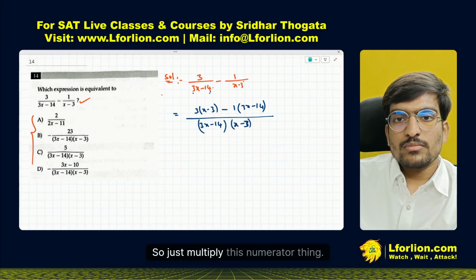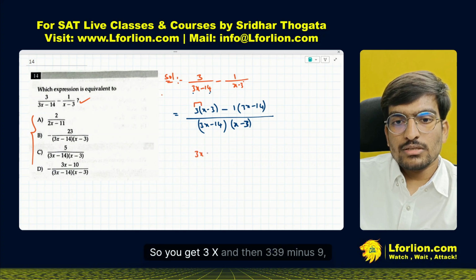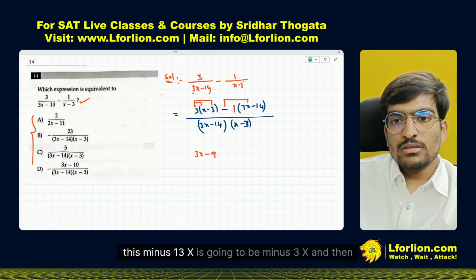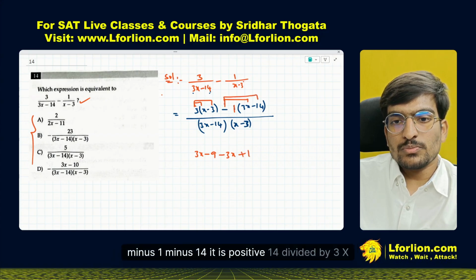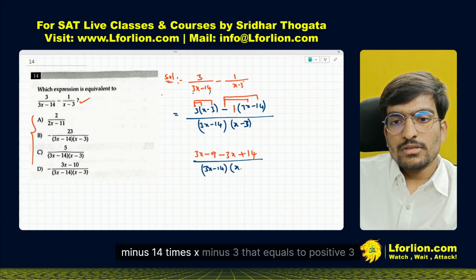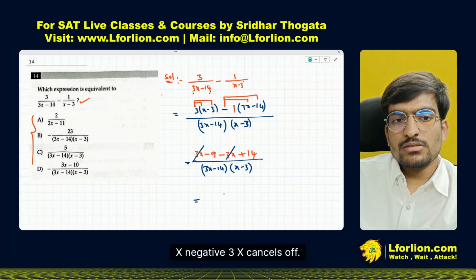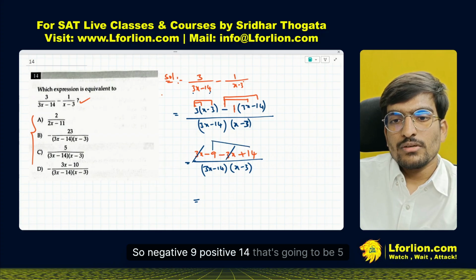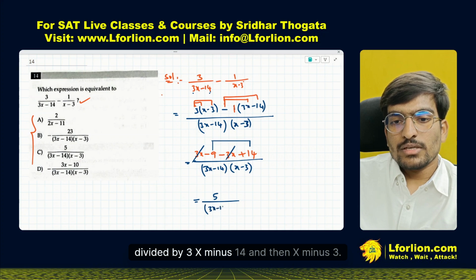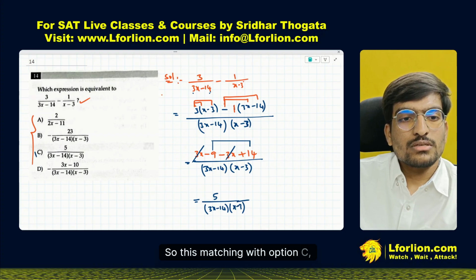So just multiply the numerator. You get 3x, and then 3 times 3 is 9, minus 9. This minus 1 times 3x is going to be minus 3x, and then minus 1 times minus 14 is positive 14, divided by 3x minus 14 times x minus 3. Positive 3x and negative 3x cancel off. So negative 9 plus 14 is going to be 5 divided by 3x minus 14 times x minus 3. So this matches option C.